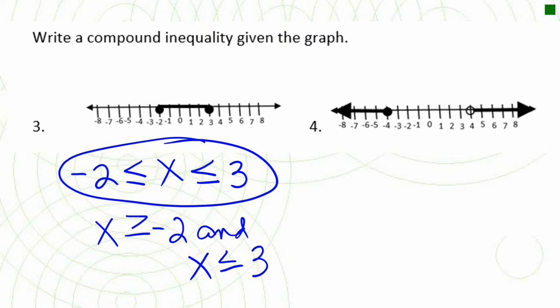Now let's look at 4. Since there's a space there, this is an or, so I just do them each separately. For this one, I have x is less than or equal to -4, and then I say or x is greater than 4. Done.